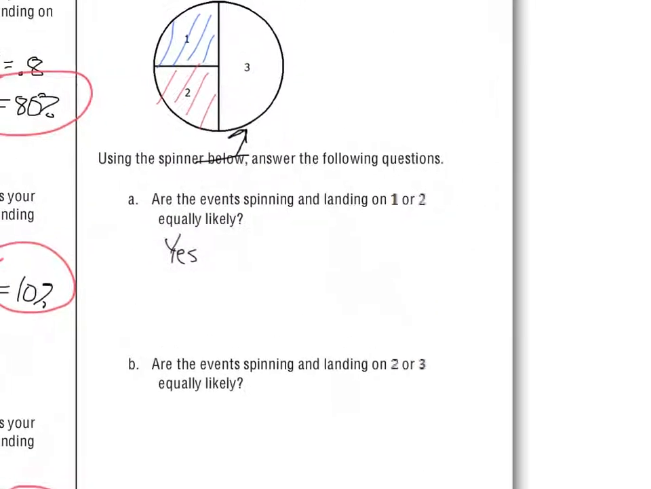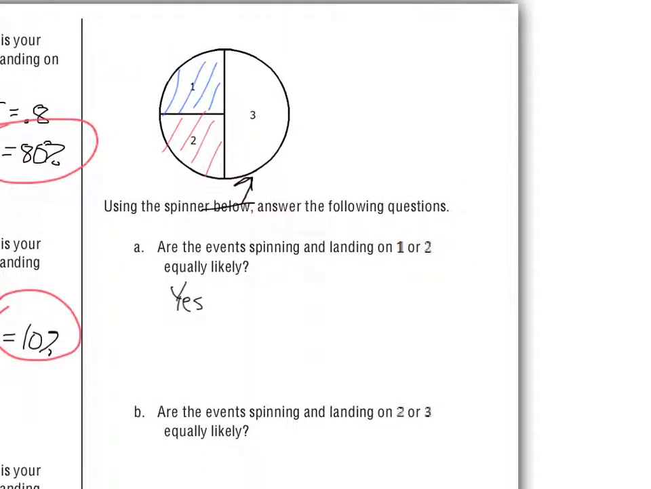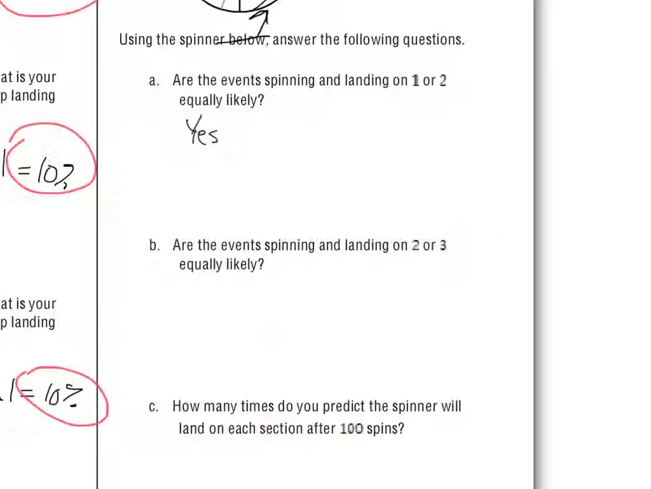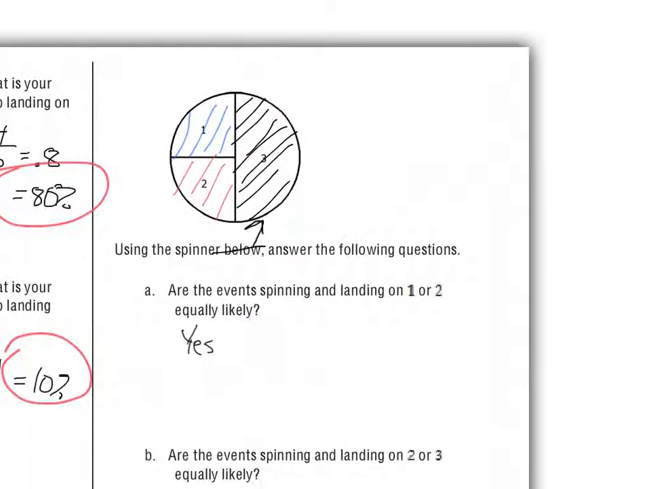Are spinning 2 and 3 equally likely? That's comparing 2 and 3. What I can see is there's a lot more space for the spinner to land on 3 than there is on 2. And so I would say no, they're not equally likely to spin that way. And actually, if I think about it in terms of my theoretical probabilities, this looks like it takes up about half of it. So I would expect this would be about 50% of the time. This would be about 25% of the time. And this would also be about 25% of the time.